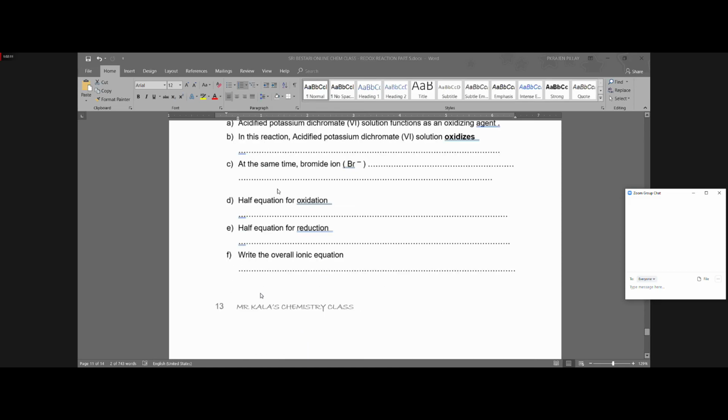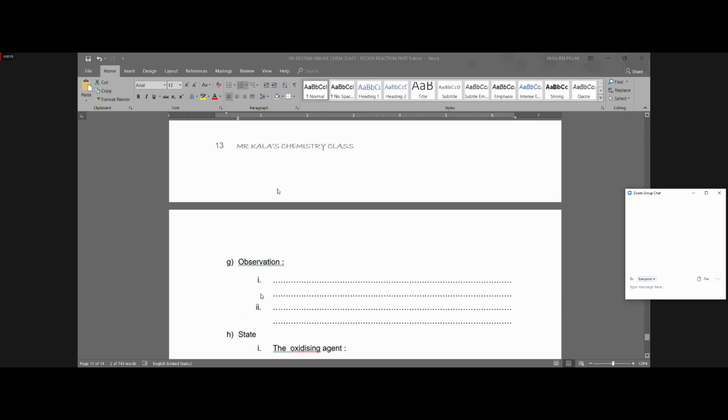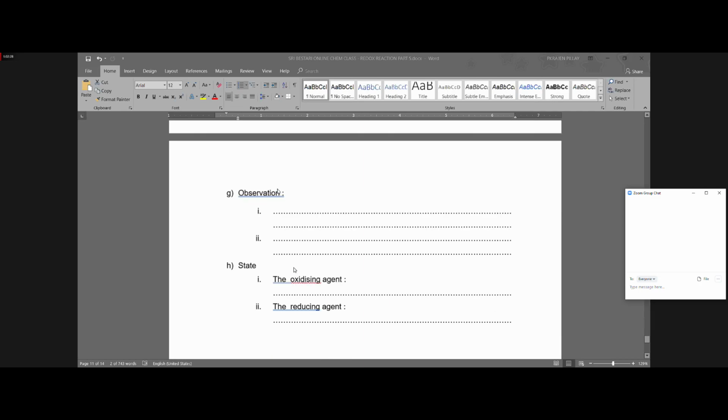Any questions for today? We have done this one, and we got 2 more types of redox reaction coming. That will be the next lessons. Any questions for today? Anyone? I think it's quite straightforward. You can check back and see.